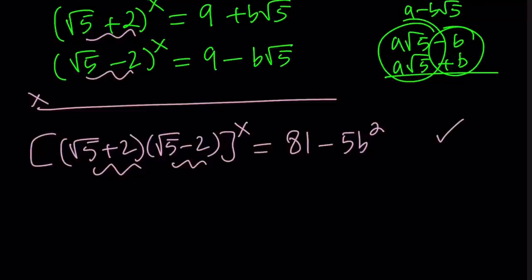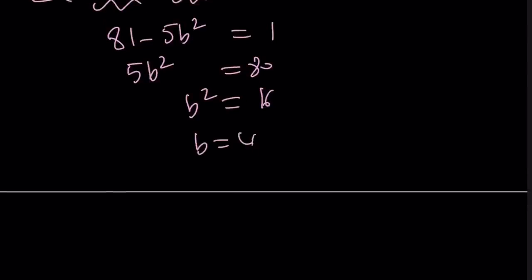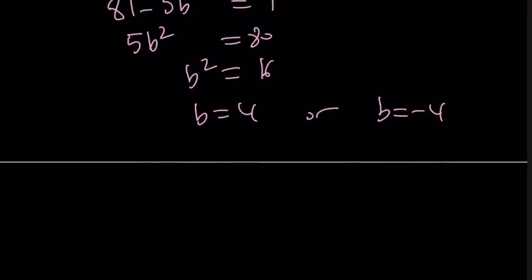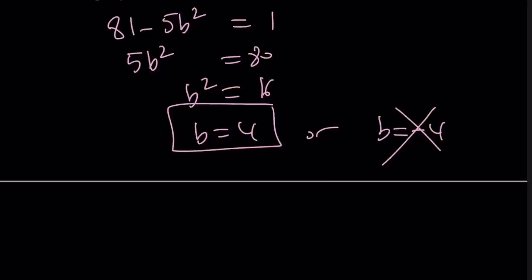1 to the power x is 1, so from here we get 81 minus 5b squared equals 1, and 5b squared equals 80, b squared equals 16, and b equals 4, or b equals negative 4. Well, b equals negative 4 doesn't really give you anything different, so we can take b to be positive. It doesn't matter. It's just going to be switched around. So b equals 4 is okay, and that means we have square root of 5 plus 2 to the power x equals 9 plus 4 root 5 as before.